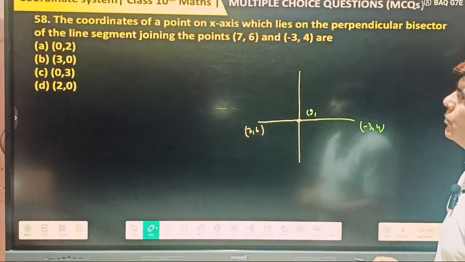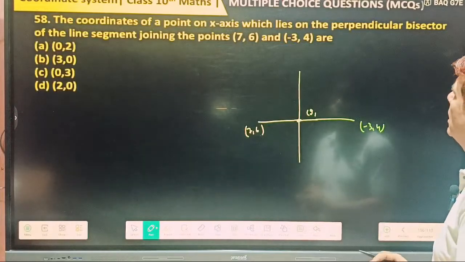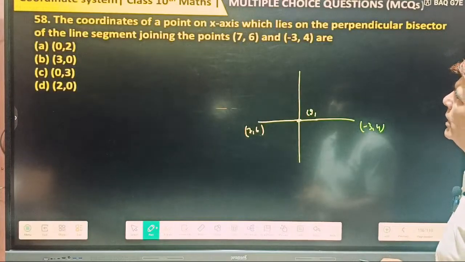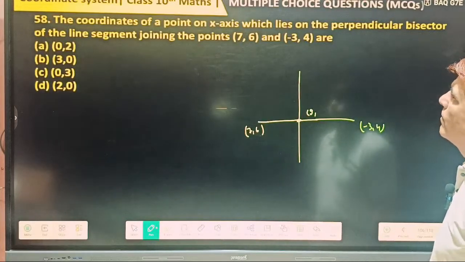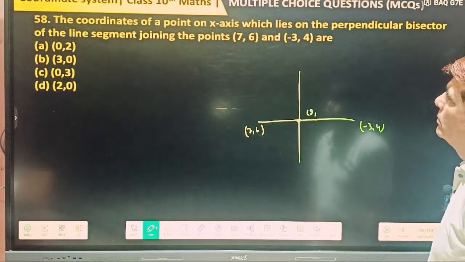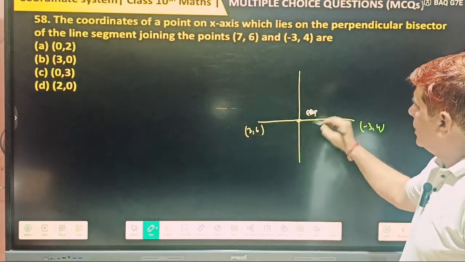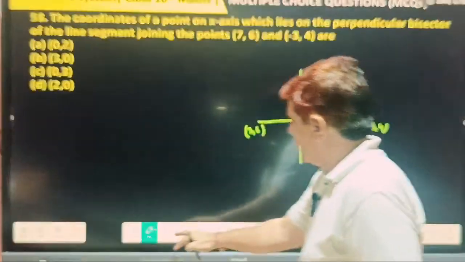Next, the coordinates of a point on the x-axis which lies on the perpendicular bisector of the line segment joining these points. So we are saying, what are the coordinates of this point? We are saying, again I can repeat this.